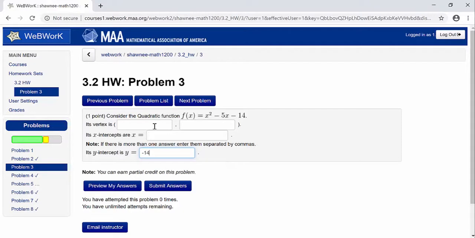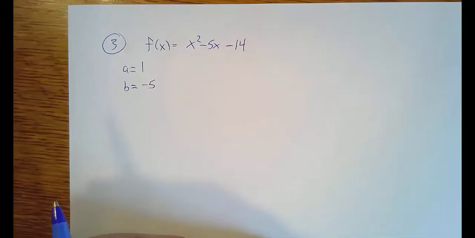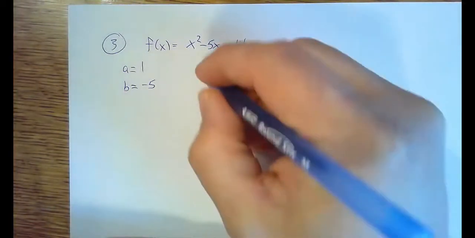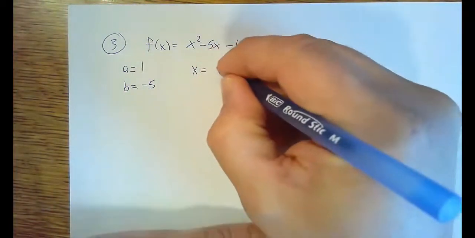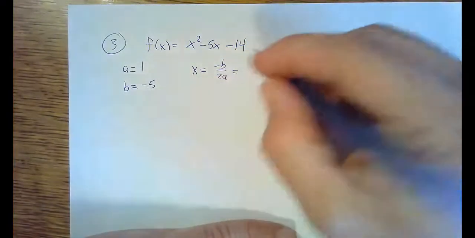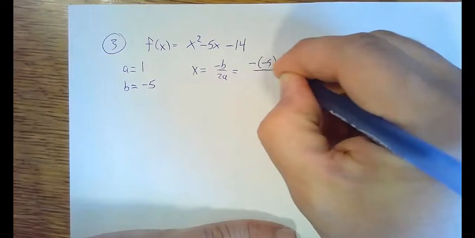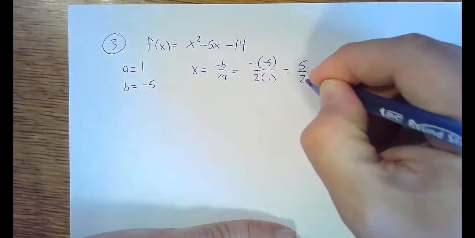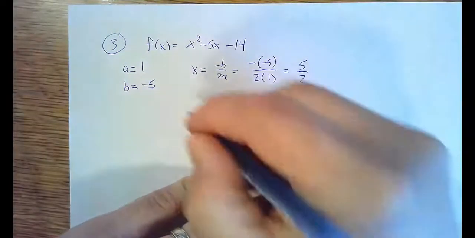Let's work out the vertex and the x-intercepts now. So for this function, the leading coefficient is 1, the middle coefficient is negative 5. So again, the vertex occurs at negative b over 2a. So when b is negative 5, we get the negative of negative 5 divided by 2 times 1. So this gives me an x coordinate of 5/2.